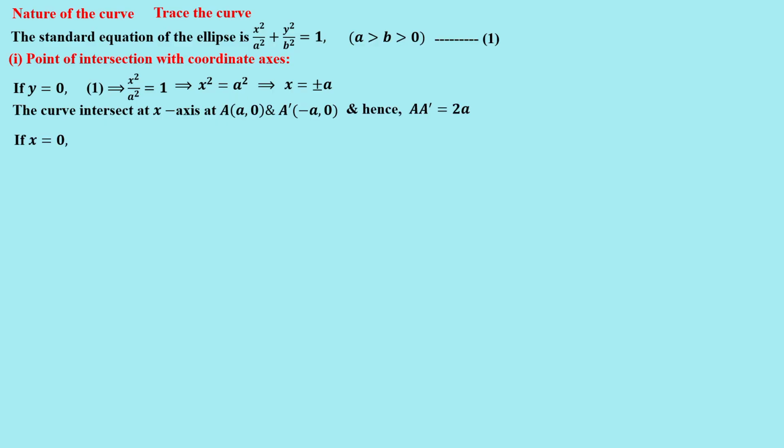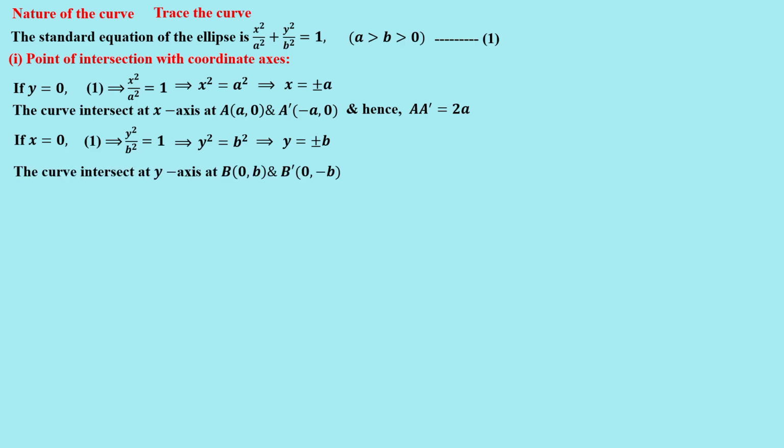Similarly, if you take x equal to 0 in equation number 1, you will get y equal to plus or minus b. The curve intersects the y axis at 2 points. One is capital B, 0 comma b, and B dash, 0 comma minus b. Hence B B dash is equal to the distance 2b. The curve is symmetrical about both axes.